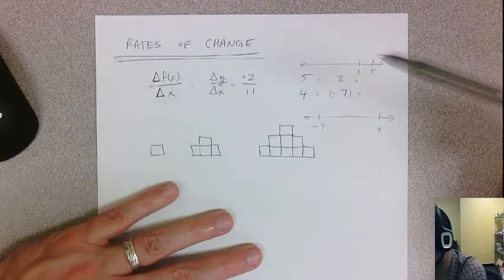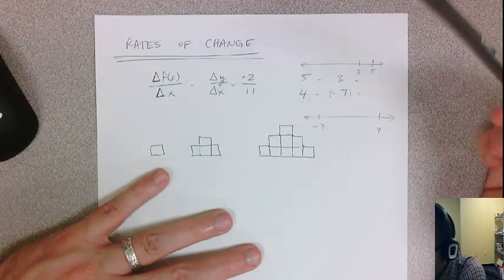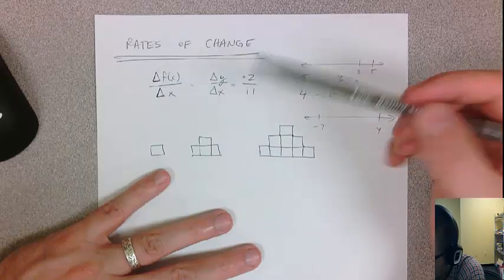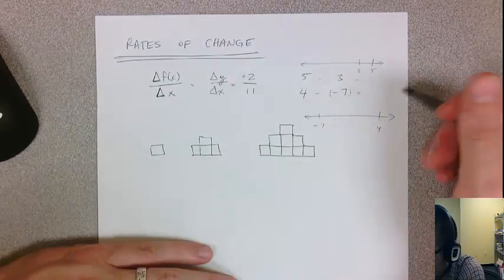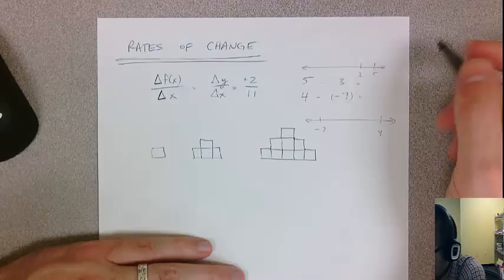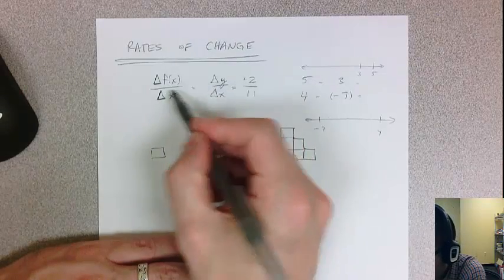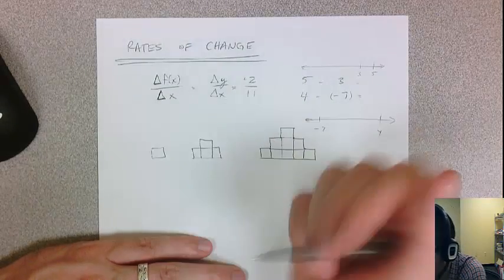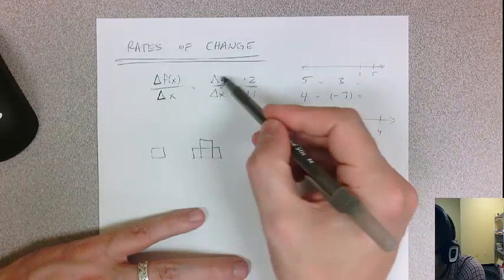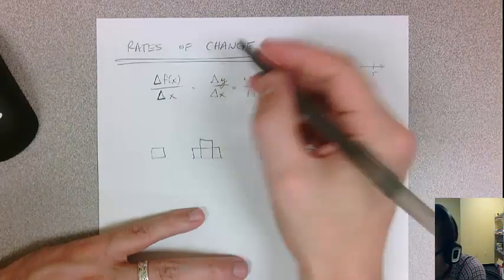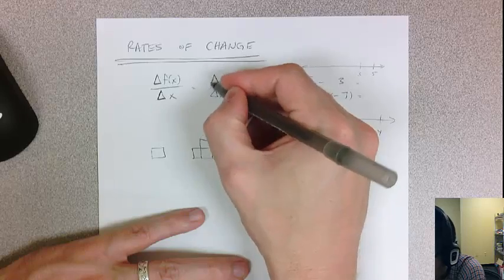Hello everybody, we're going to talk about rates of change and how they relate to functions. Rates of change just say how a function is changing as you change the input value. So it's the change in the function versus the change in the input value. A lot of times you see it as delta y over delta x. Delta is just this triangle symbol.